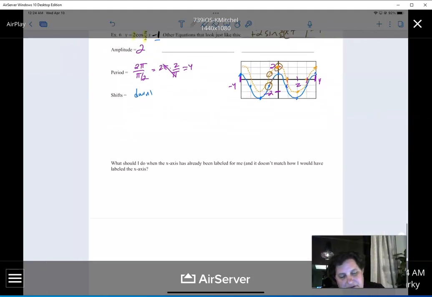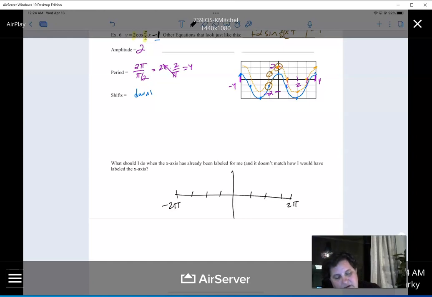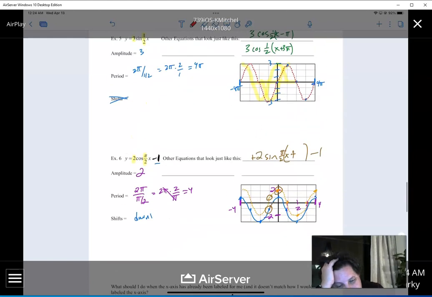Now, the last question, just really quickly. What if your x-axis is labeled for you? Okay. Well, that's going to be really difficult with a question like this because we're only trying to go to 4. But I guess, for me, I would say, just relabel it. You know? Because it's really tricky, especially here, but like something like this where it's 4.